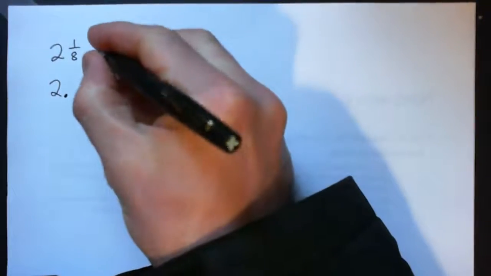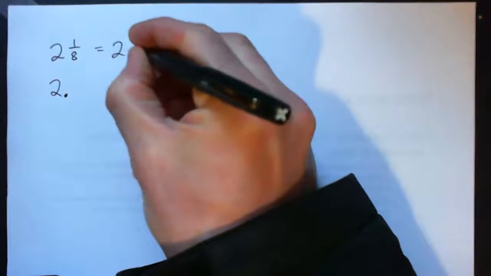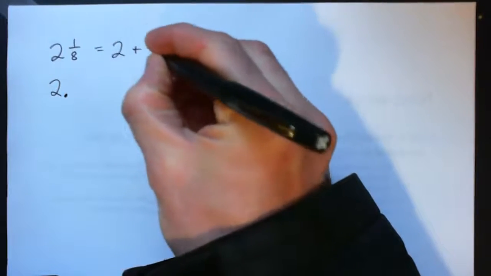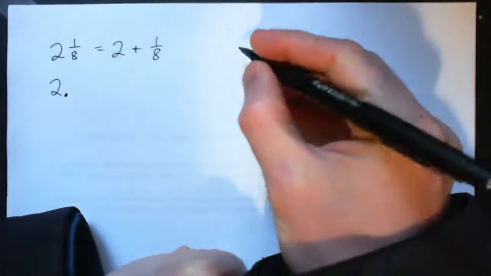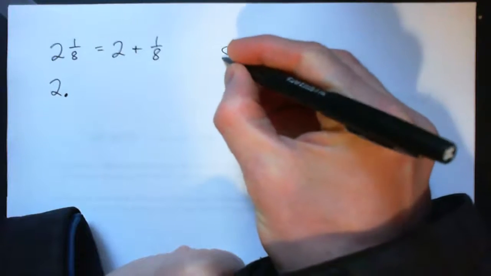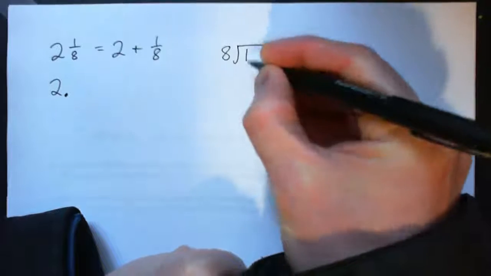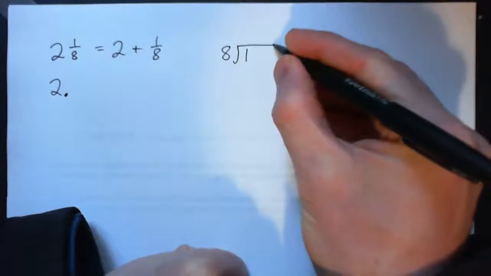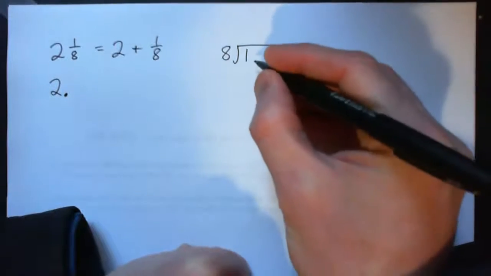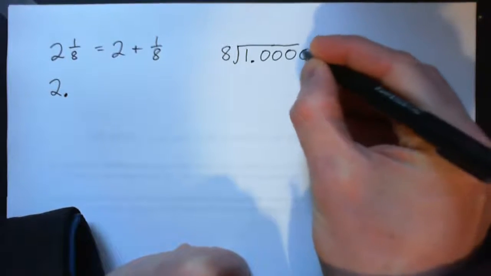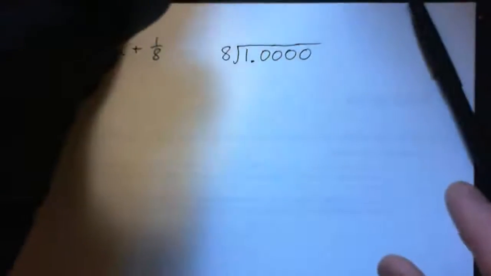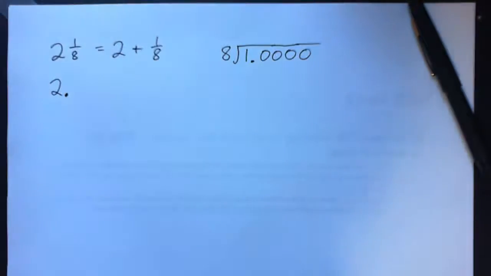Because remember, 2 and 1/8 is in fact 2 plus 1/8, right? So to turn the 1/8 into decimal, it's 1/8, 1 divided by 8, or 8 into 1. Okay, so we'll do some long division, or short division I call it, and we'll go 1.00. You can put as many zeros as you want, it doesn't matter, until you're done with remainders and the like.